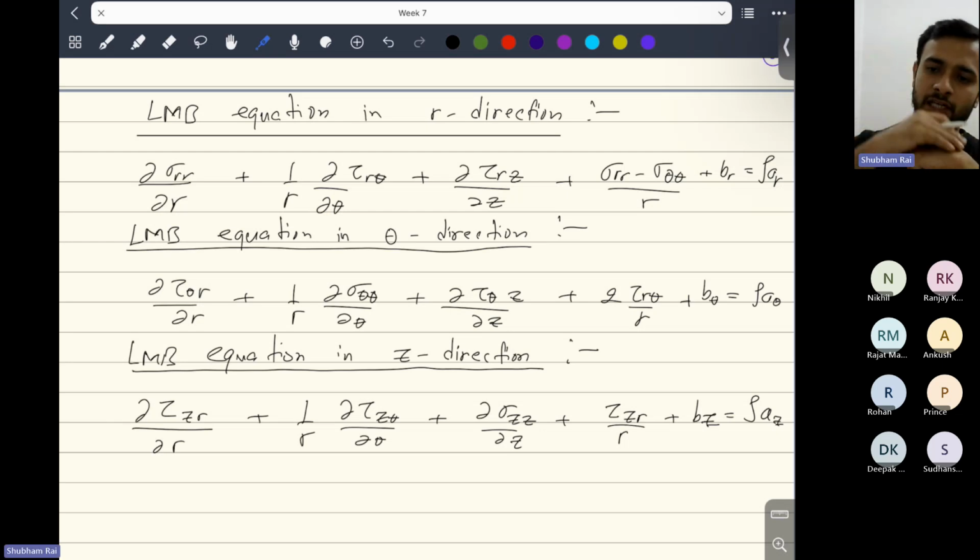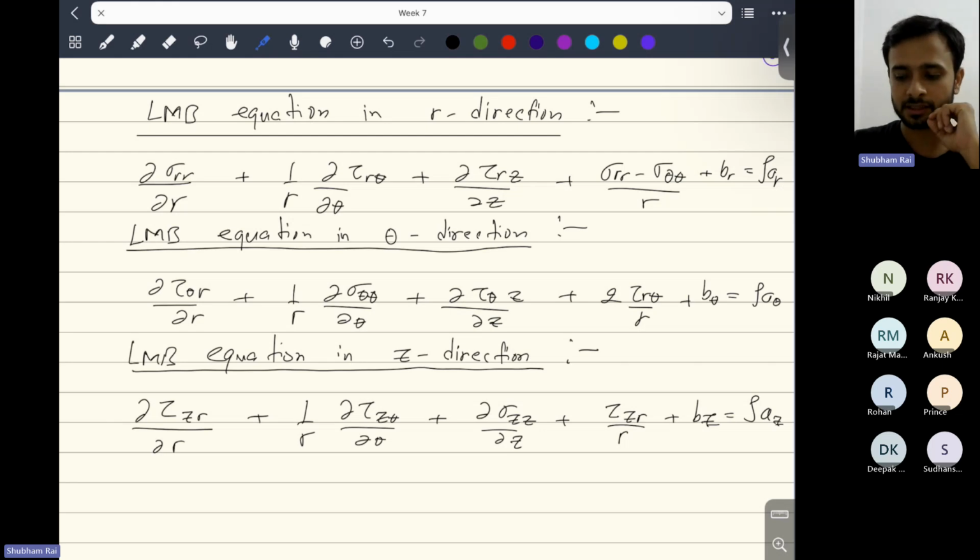So that will be along the theta direction. R del theta is an infinitesimal distance along the theta direction, so you are differentiating with respect to that infinitesimal distance. And you understand what Z is: Z is along the axis of the cylinder.